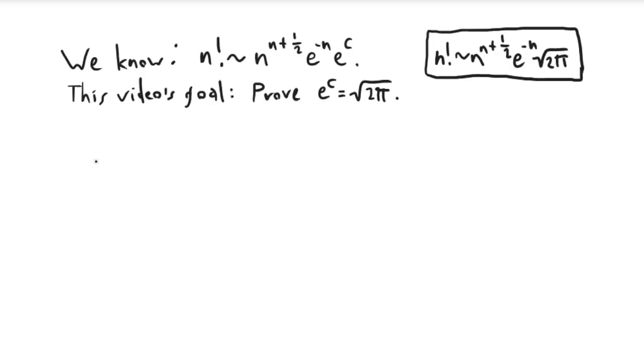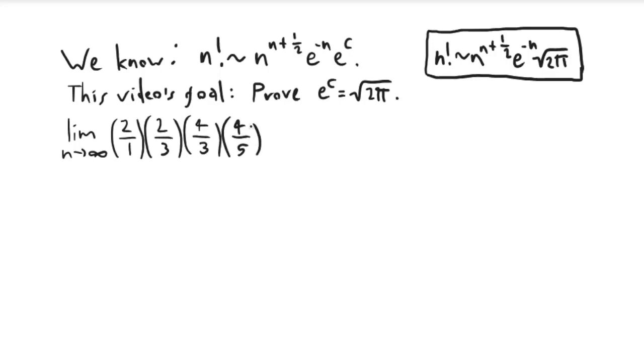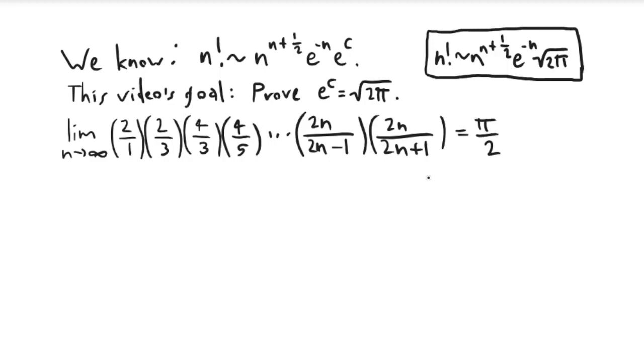So to accomplish that, we're going to use another formula that I won't prove in this video, but I will prove in another video, which is that the limit as n goes to infinity of this expression, 2n minus 1, 2n over 2n plus 1, is equal to pi over 2. So like I said, I will prove this in another video on my channel. But we can use this to prove that e to the c is root 2 pi.